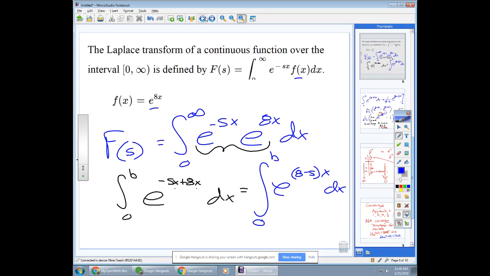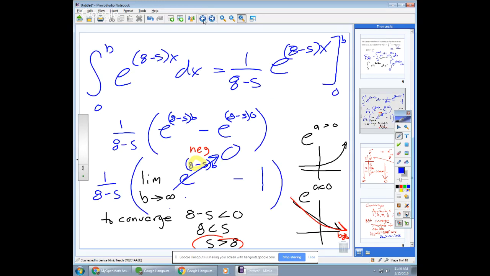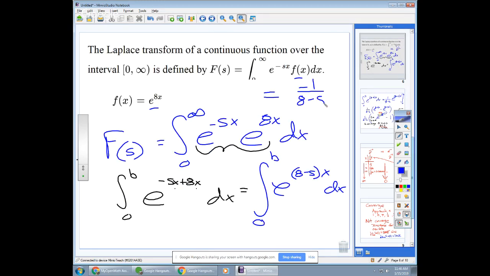So the conclusion here is that this original integral at infinity is going to end up being equal to -1 over, let's see, what order did I write that? 8 minus s. I'd rather bring that negative into the bottom and say it's 1 over s minus 8. So this is what's called my Laplace transform function. The function e to the x in this alternate universe looks like 1 over s minus 8.